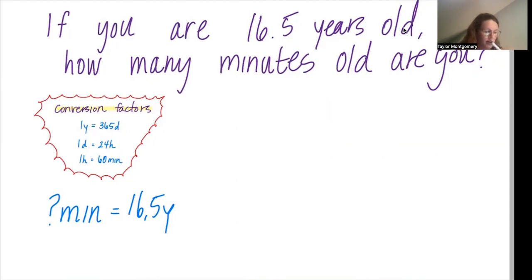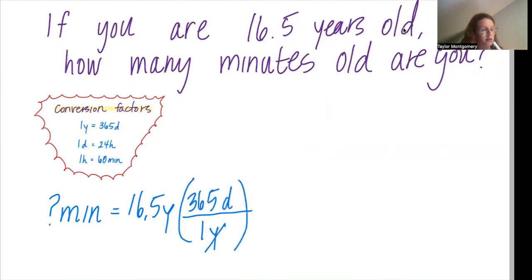So let's put that in then. So what should go on the bottom? It should be years, because years is on the top. So 1 year, 1y equals 365 days. I like to put them in parentheses so we don't get confused. And then you cancel out years and years. And now the units that you're left with are days.